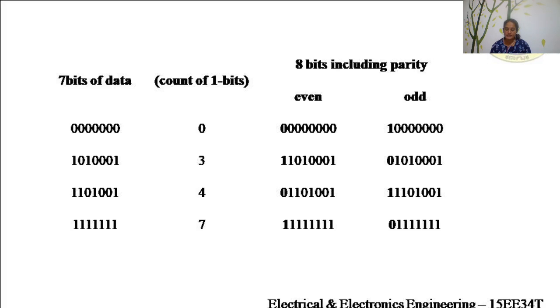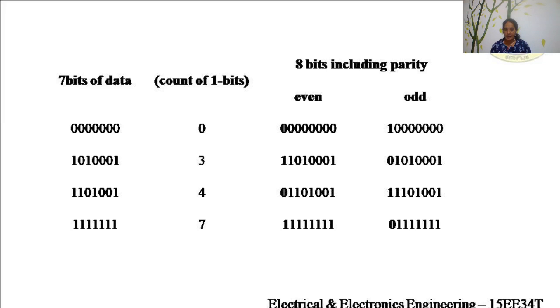In the third case, for the data 1101001, number of ones is 4. For even parity, parity bit is 0. Hence, 8-bit data will be 01101001.